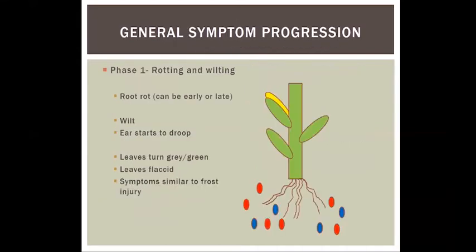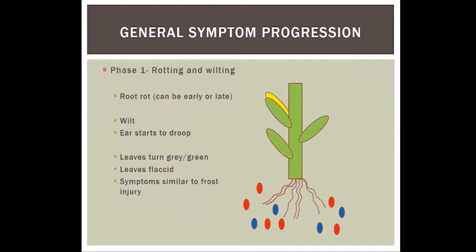Okay, so general symptom progression in stalk rots. The first phase is going to be just a rotting and wilting of the plant. This is what you're going to see first in your fields. Okay, the root rot can occur early in the season or it can occur late in the season. These diseases occur throughout the year. Okay, so this is why when we're talking about management, it's very challenging to manage these, because infection can occur at any time during the season.